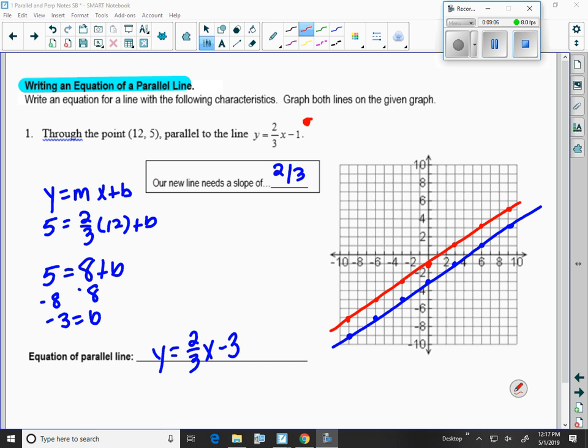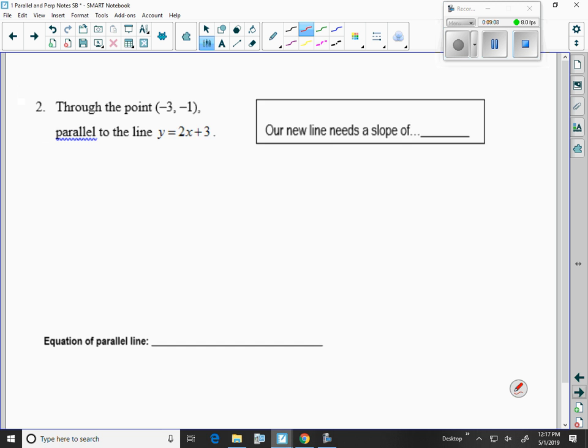That was awesome. Okay, let's keep moving. We're gonna keep rolling. All right, number 2. We're writing it through the point (-3, -1) that's parallel to y equals 2x plus 3. Do you see a graph here? No, you do not, because I'm not going to make you graph it.